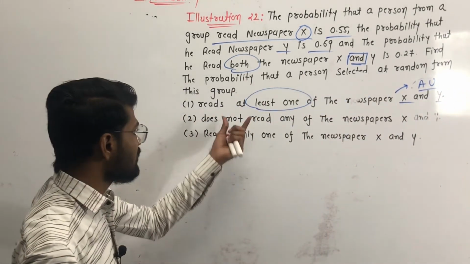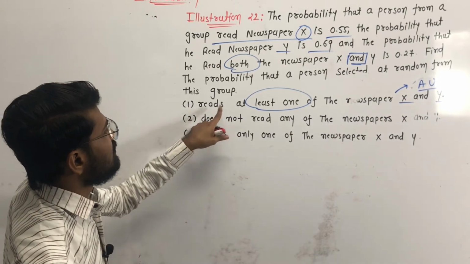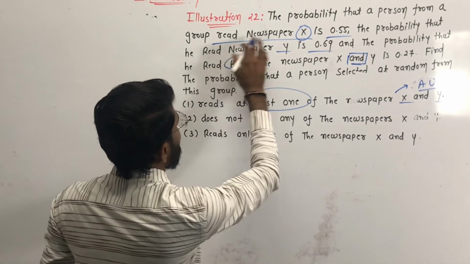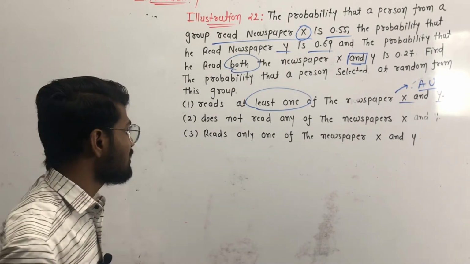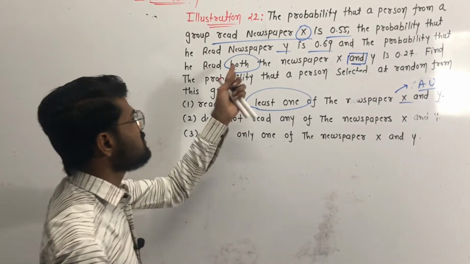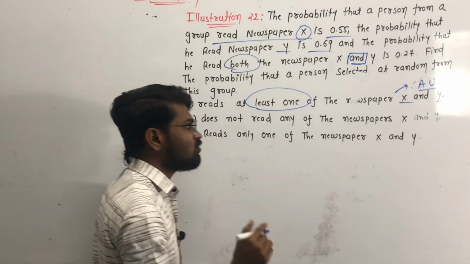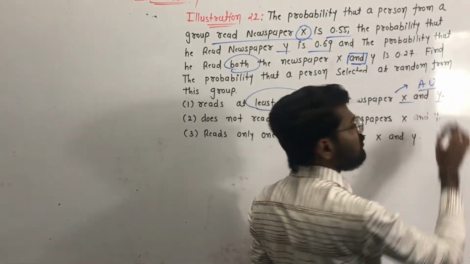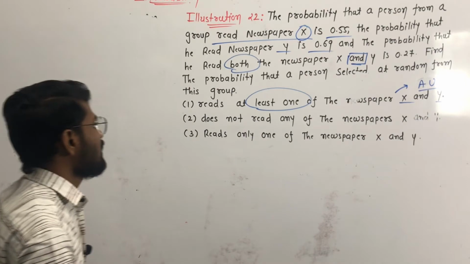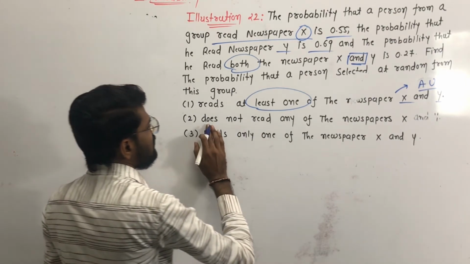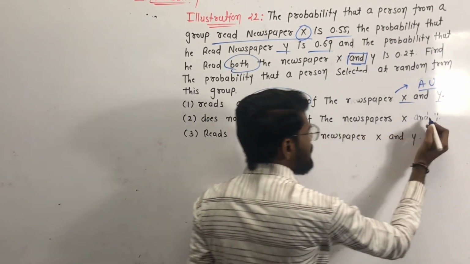Suppose the event A is that the person reads newspaper X, and event B is that the person reads newspaper Y. So in the first question we have to find the probability of the union of events A and B. And the second question is that the person does not read any of the newspapers X and Y.